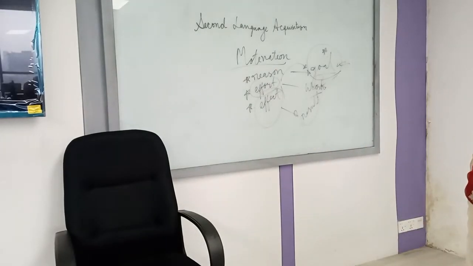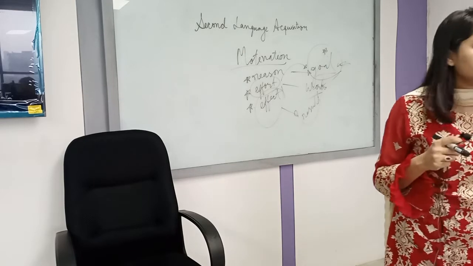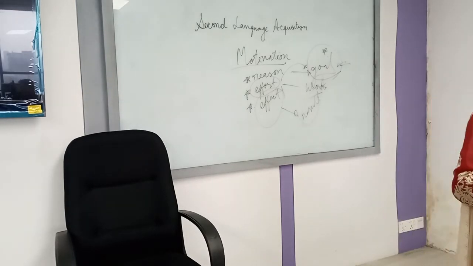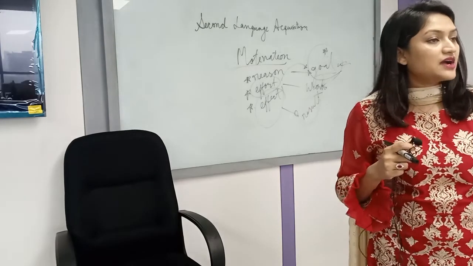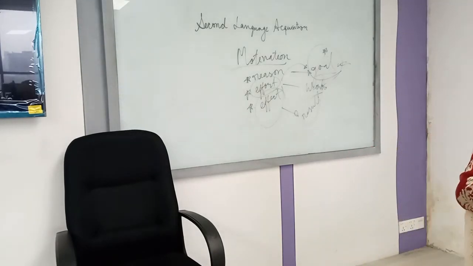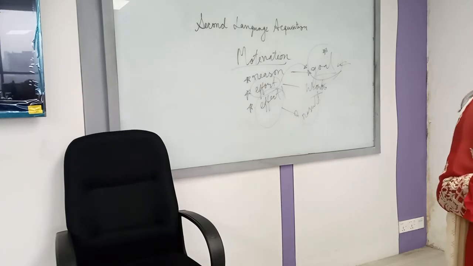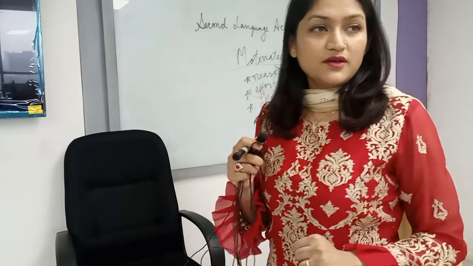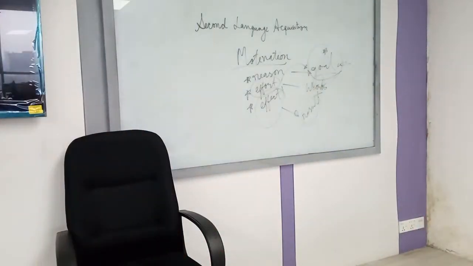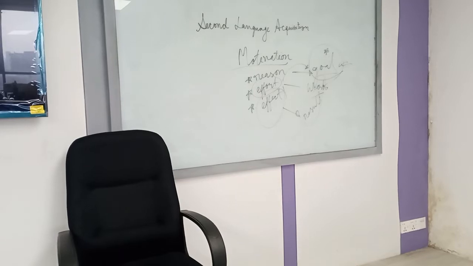Take a few minutes and read the findings. Can you see the findings here? So, Gardner, socio-psychological factors. There are some findings. Go through the findings. There are 7 findings. Please pay attention. Take 2 minutes. Go through the findings first, and then I will discuss them.